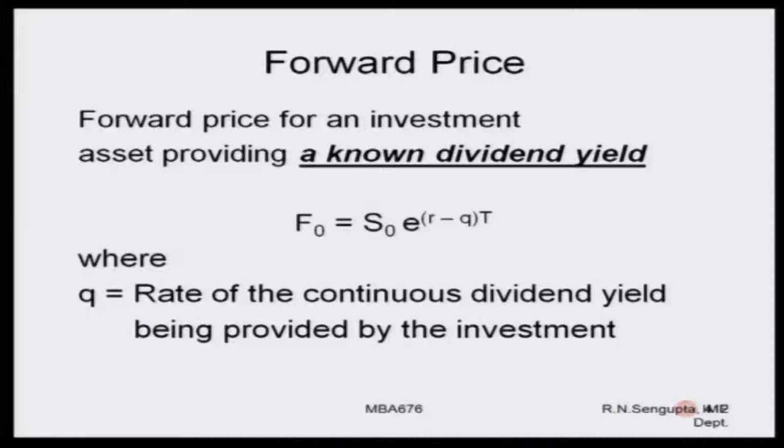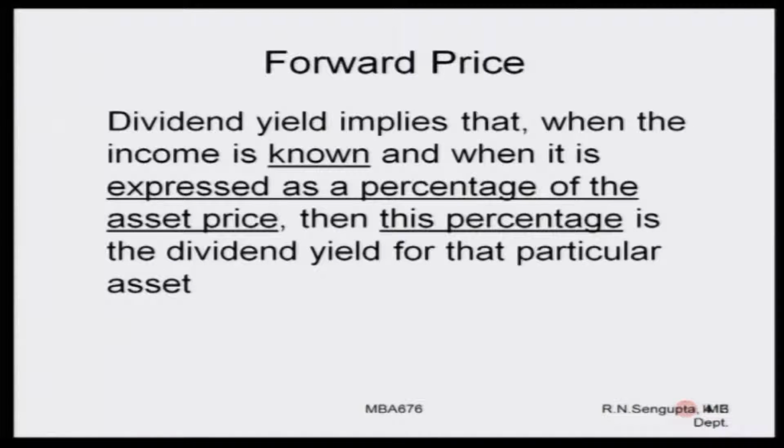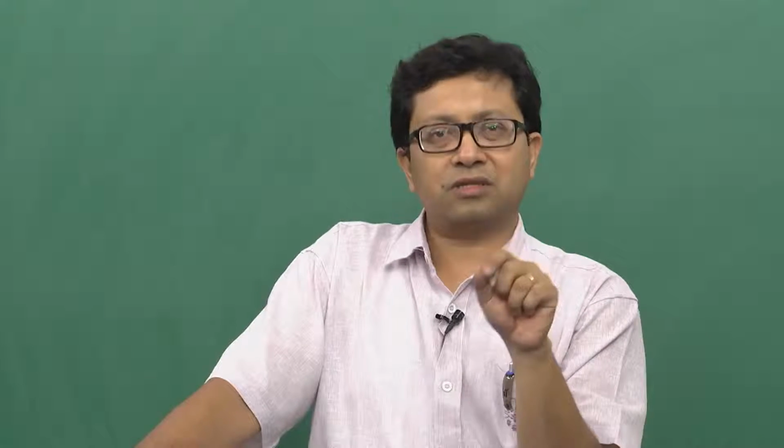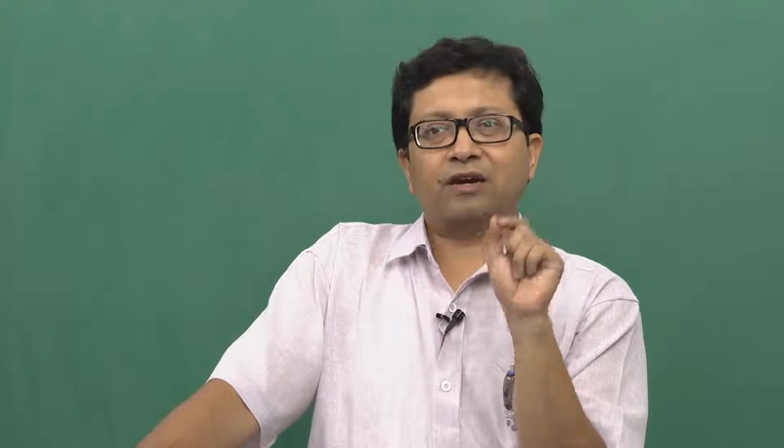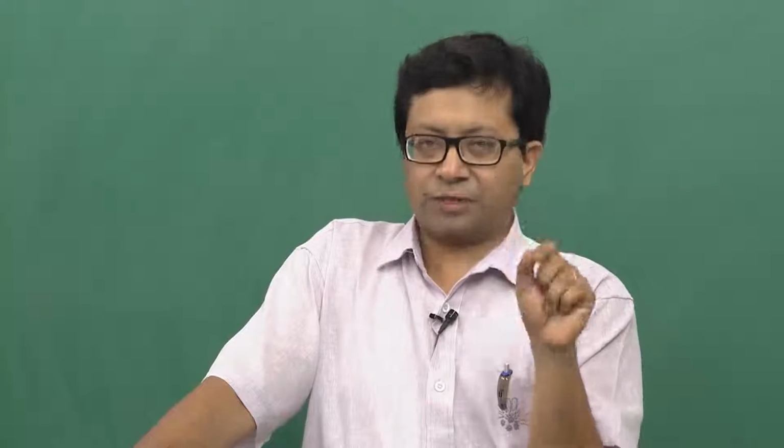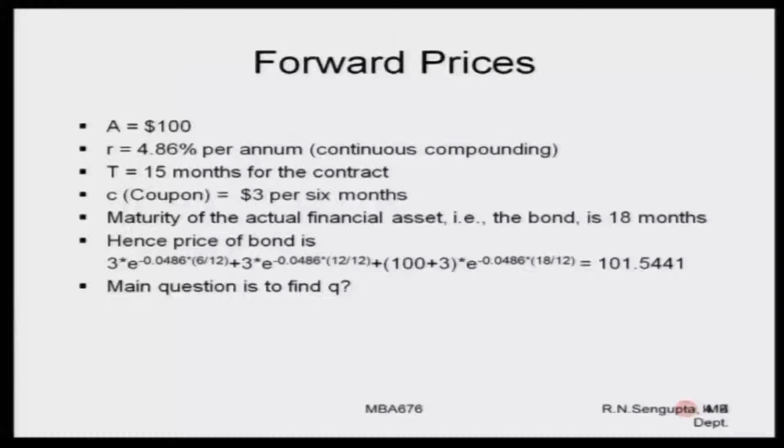If you note the last line, it says that Q is the rate of continuous dividend yield being provided by the investment. Dividend yield implies that the income is known and is expressed as a percentage of the asset price, and this percentage is the dividend yield. The values of Q and R are in percentage terms per annum, continuous, and the dividend yield is expressed relative to the asset price.